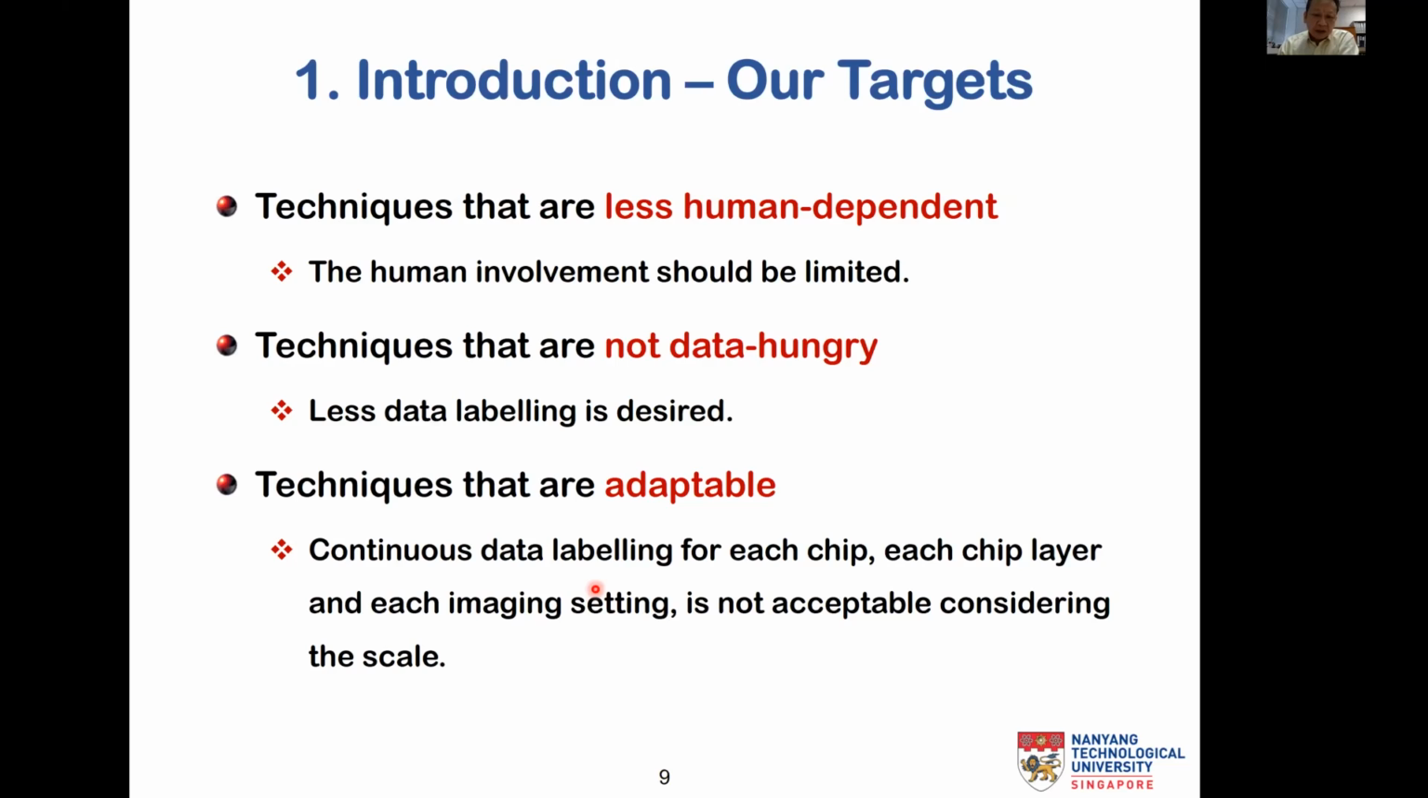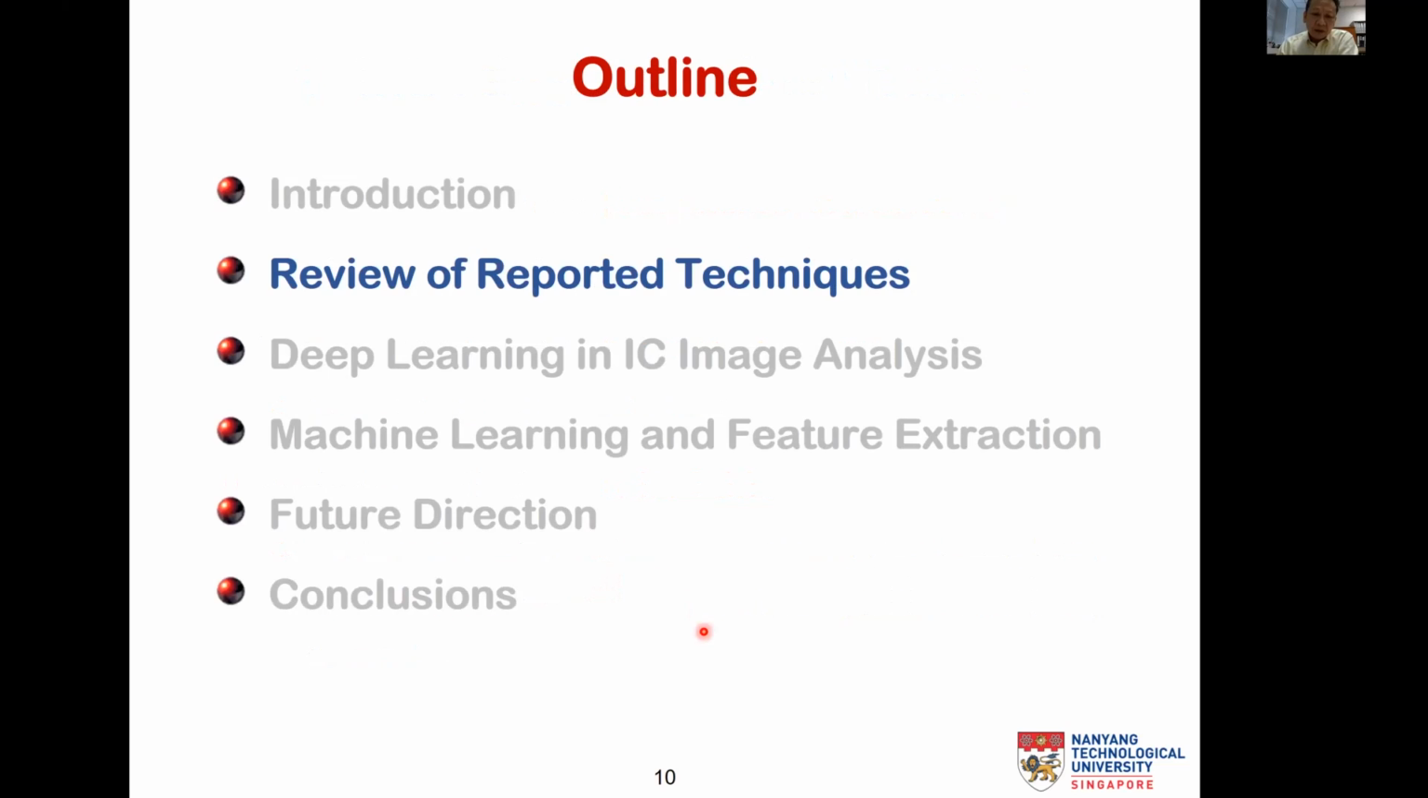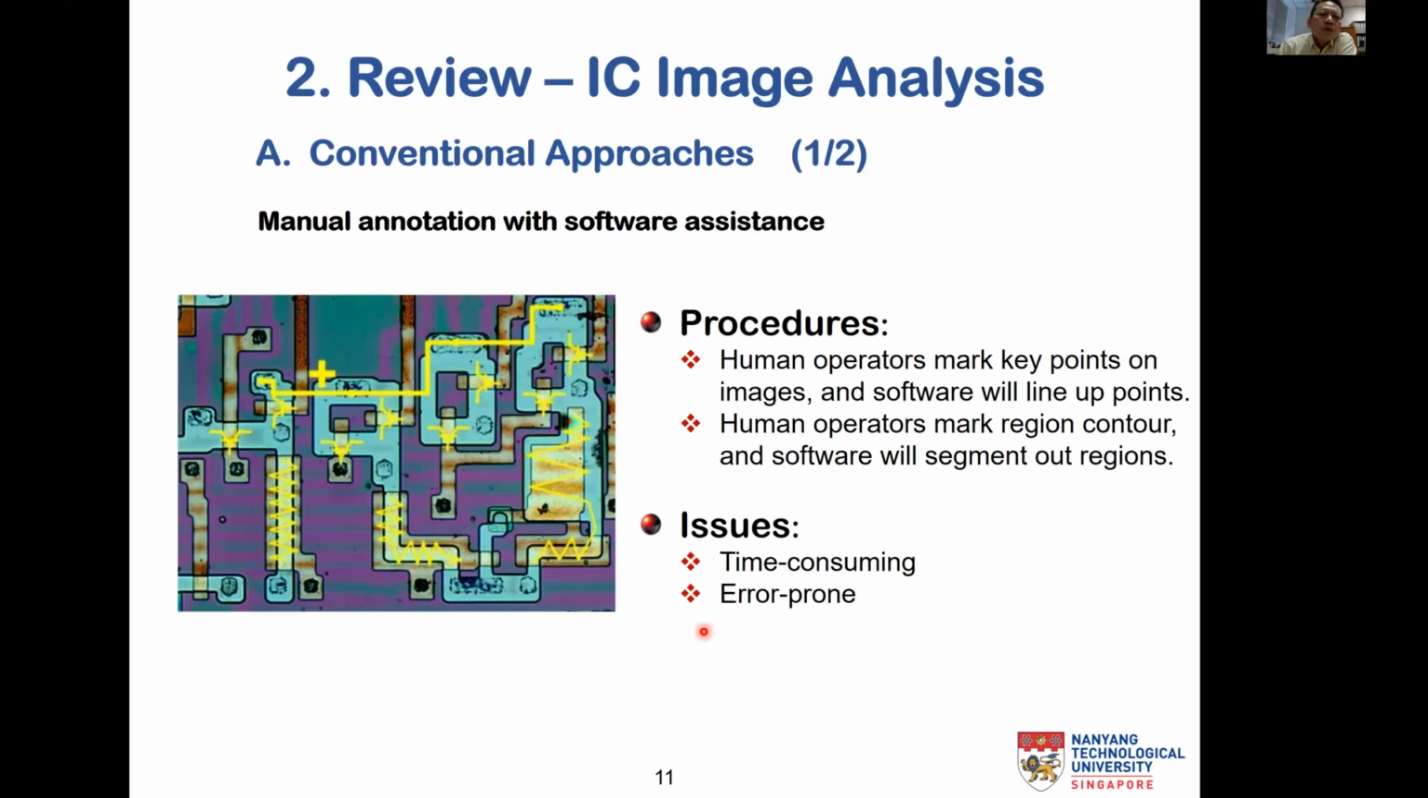Let me go to the detail. Especially, I want to explain to you what is the meaning of data labeling. Let me review the reported techniques. There are two conventional approaches for doing this IC image analysis. This is called manual annotation with software assistance. So this means that you have an image, a particular IC image like this case. So you need to do data labeling.